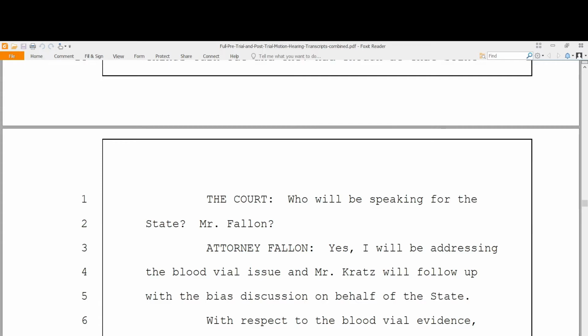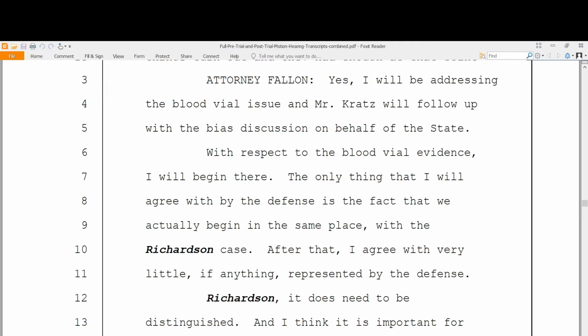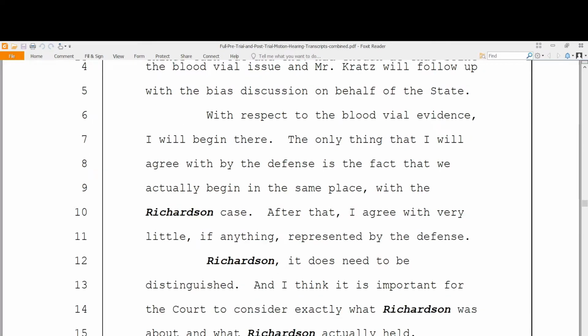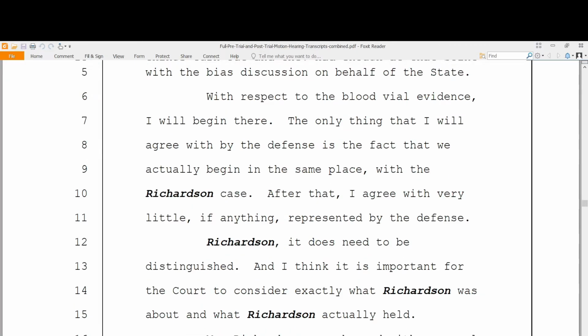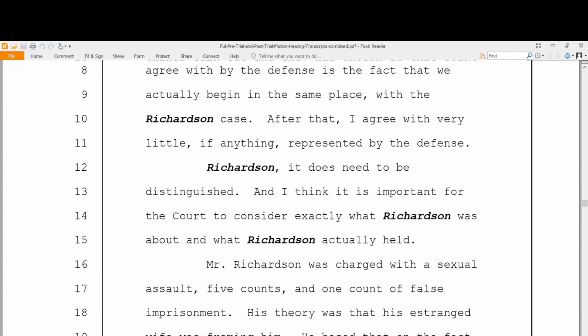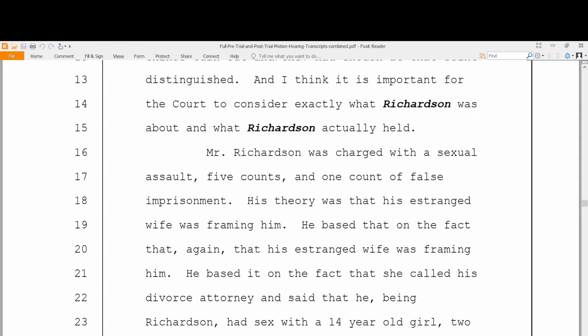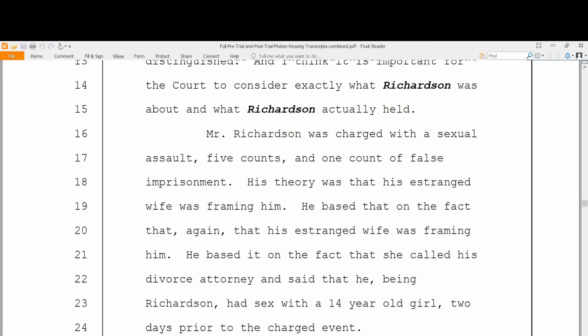The court: Who will be speaking for the state? Mr. Fallon? Attorney Fallon: Yes, I will be addressing the blood vial issue, and Mr. Krause will follow up with a bias discussion on behalf of the state. With respect to the blood vial evidence, I will begin there. The only thing I will agree with in the defense's argument is that we actually began in the same place with the Richardson case. After that, I agree with very little, if anything, represented by the defense. Richardson does need to be distinguished. I think it's important for the court to consider exactly what Richardson was about and what Richardson actually held. Mr. Richardson was charged with sexual assault, 5 counts, and 1 count of false imprisonment. His theory was that his estranged wife was framing him.